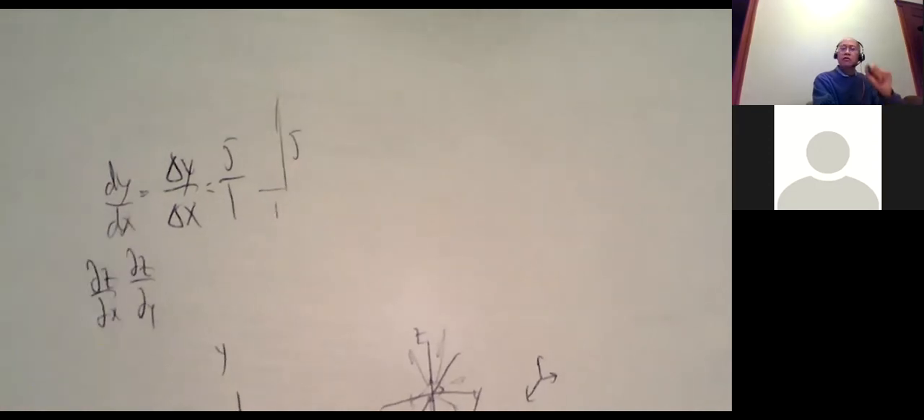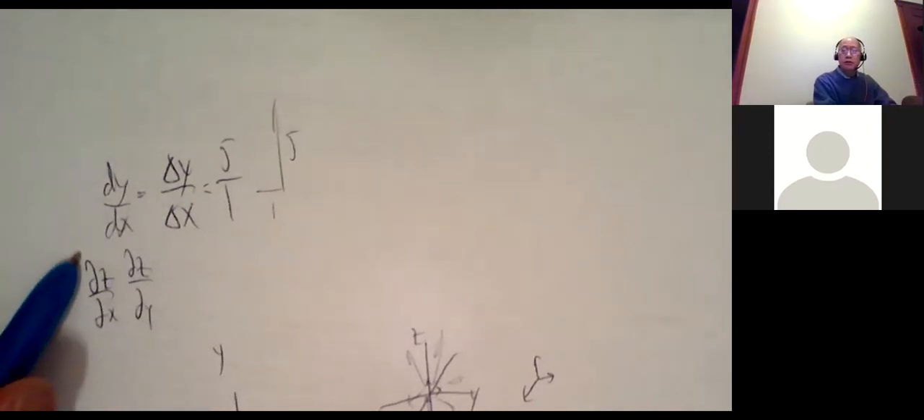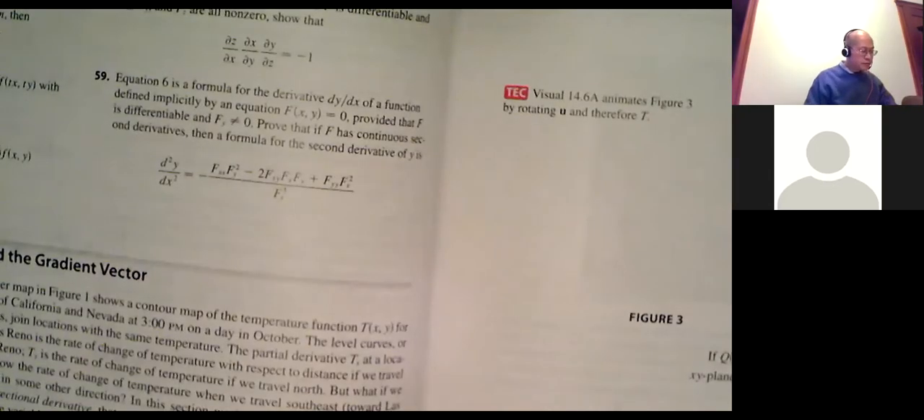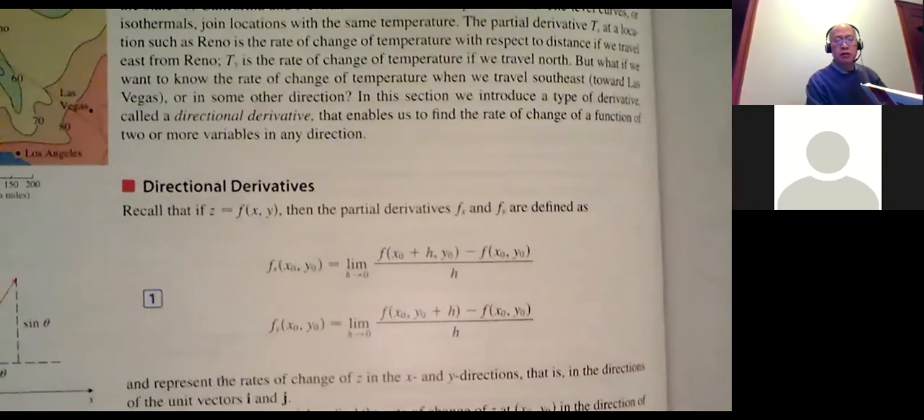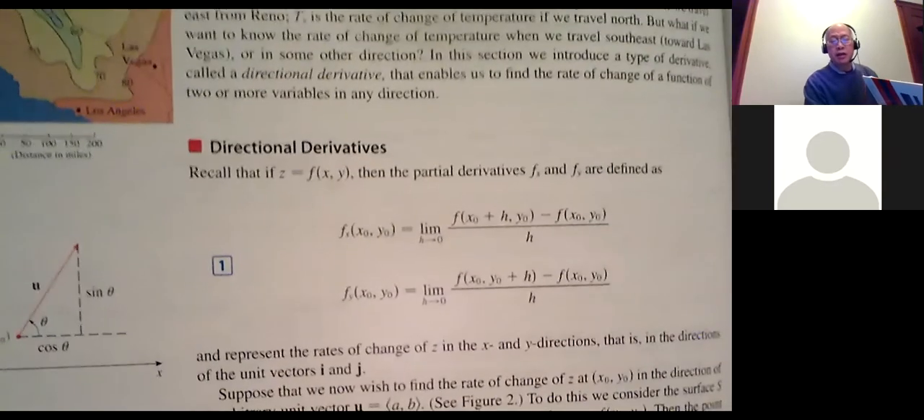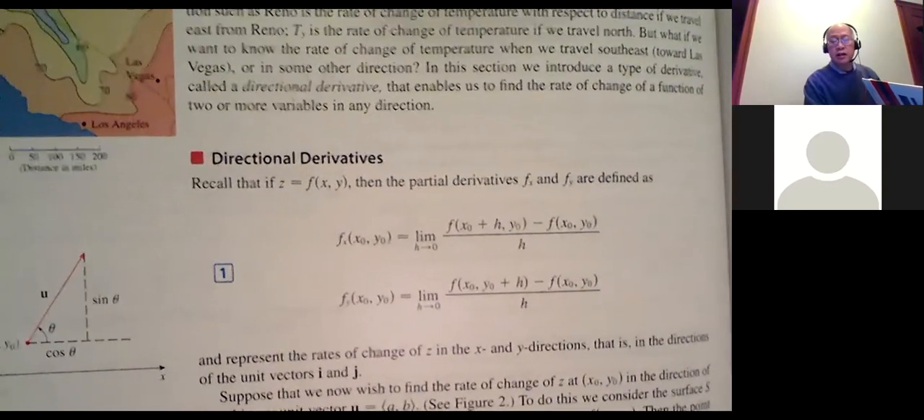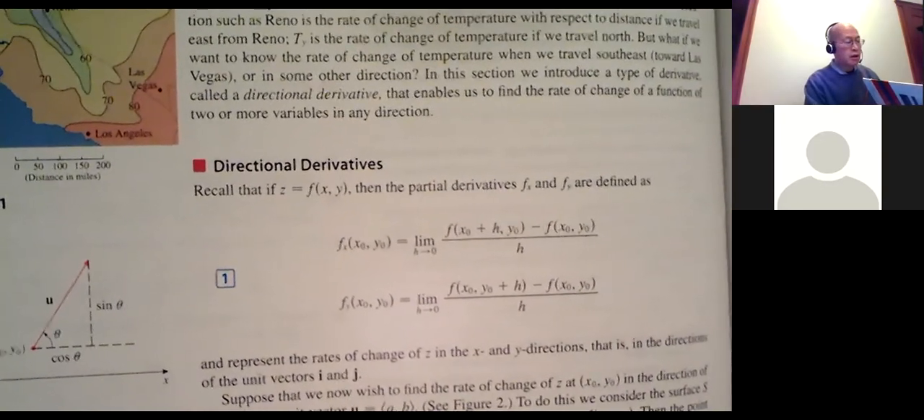So now we want to go in any direction. So if they give us any direction, make it a unit vector. So the convention is to have a unit vector. Okay. Here's the formal definition of a directional derivative. You don't have to write it down. I'm not making you memorize it, but it does look something like the limit definition of a derivative, right?